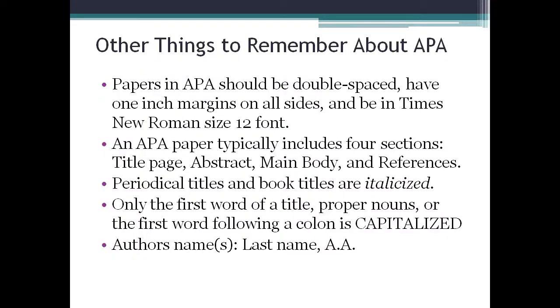Other things to remember about APA. Papers in APA should be double-spaced, have 1-inch margins on all sides, and be in Times New Roman size 12 font. It typically includes four sections: a title page, an abstract, the main body, and references. Oftentimes you won't see the abstract in APA papers depending on what kind of paper you're writing, but it's good to have it in mind anyway.